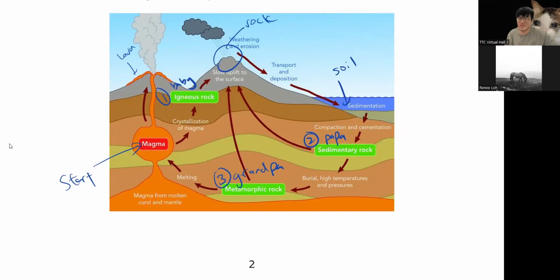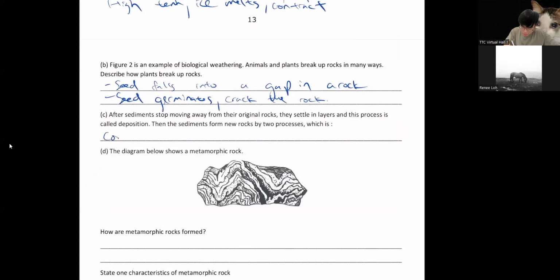Not really important. If you want, you can write. Compaction and cementation. Compaction is pressing together, cementation is sticking together. Compaction is physical, pressing it together. Cementation is chemical, as in chemically they combine together. So that's your compaction and cementation. If you don't want to learn this, it's okay because this is not really in your syllabus. Just look at it for fun.